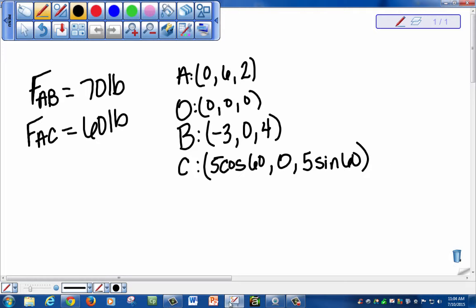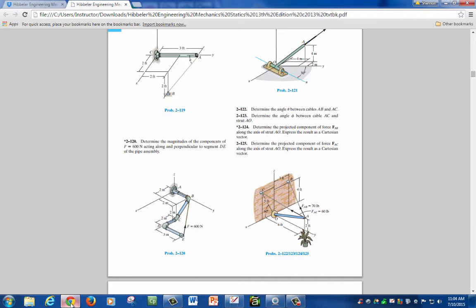Step 2 is to reread the question again, so we have a better understanding of what it's asking us for. Here it says determine the projected component of force FAC along the axis strut of OA. So by just reading that sentence, we already know we're not going to need force AB, and we're not going to need point B for any of the calculations that we're about to do.